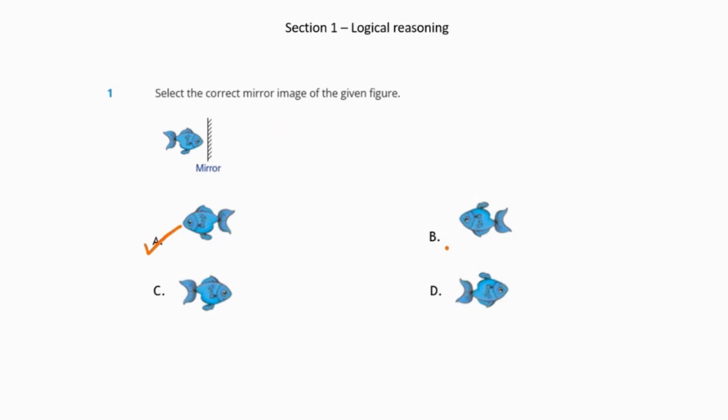What about the second one? No, the second one is not matching. The third one is also not matching. The fourth one is also not matching. So when we cut into 2 halves, both sides should be the same. That is the mirror image, when the mirror is placed vertically. So option A is the correct mirror image of this picture.